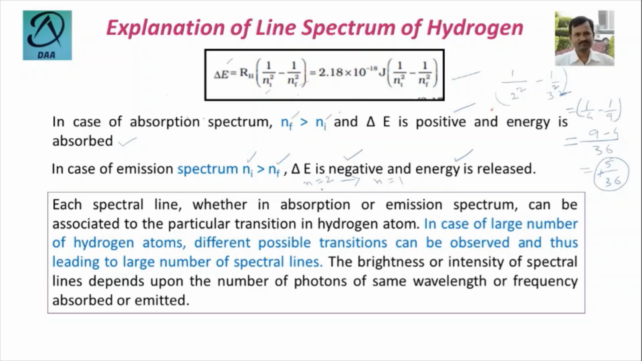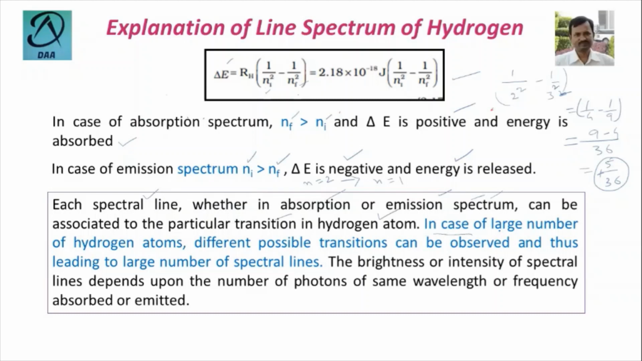So, in each case, one spectral line will be observed. For each spectral line, whether in absorption or emission spectrum, both cases we can consider. Absorption spectrum, when the electron goes from a lower level to a higher level, and emission spectrum, when the electron comes from a higher level to a lower level. In both cases, a spectrum will be formed. And this spectral line can be associated with a particular transition in the hydrogen atom.